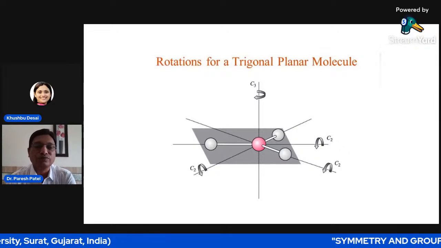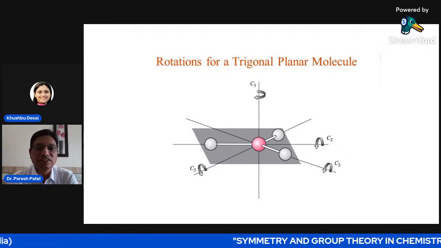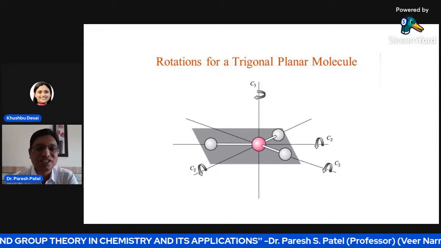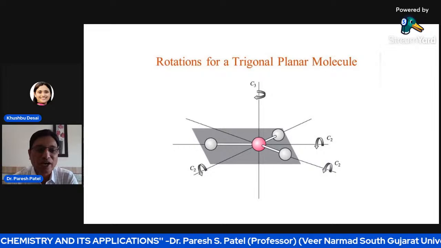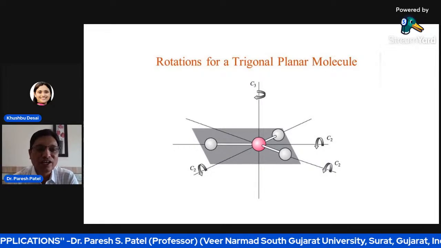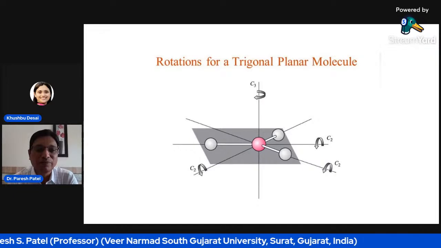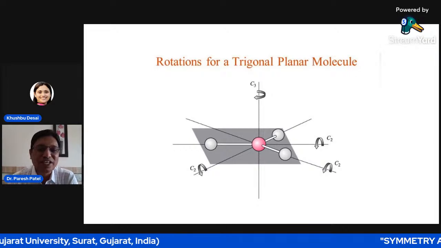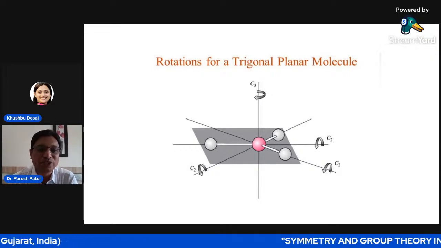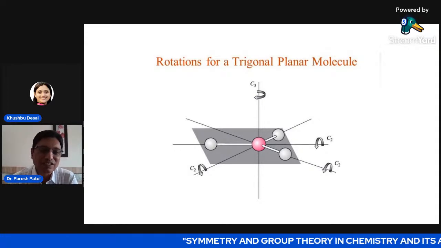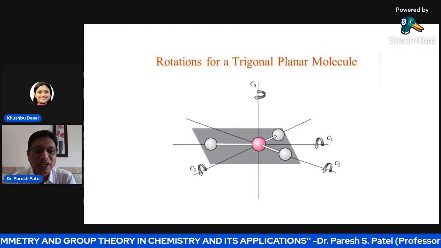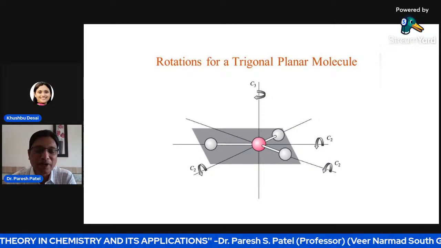Now, in case of C3 and C2, C3 has more order than C2, so we have to consider C3 as the main principal axis. So according to the rule, the higher order axis is taken first as the main principal axis. But in case the order of axes are the same, then we have to think about the main principal axis. So in that case, the axis passing through the most atoms can be considered as the main principal axis.